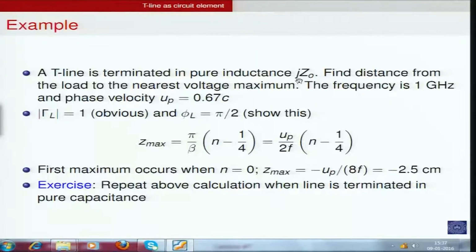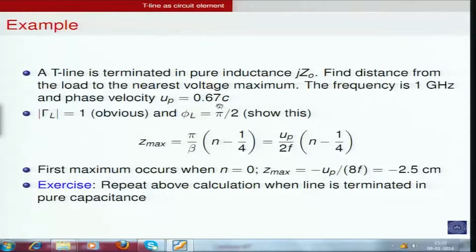So for a given value of omega, we have chosen L such that the product omega L will be equal to Z0. If your line is terminated with this pure inductance, find the distance from the load to the nearest voltage maximum. The frequency is given to be 1 gigahertz and the phase velocity is given to be 0.67 c. What is this phase velocity in terms of c?